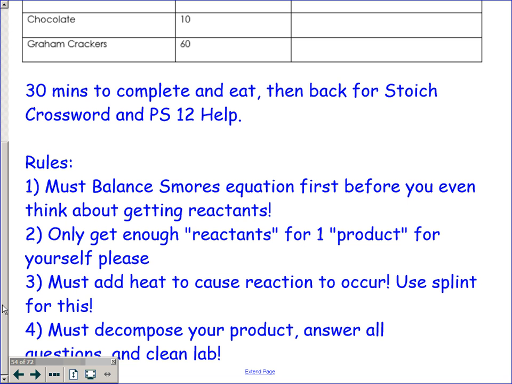Alright guys, clean the station. You're going to have 6 people on stations. Scooch together.